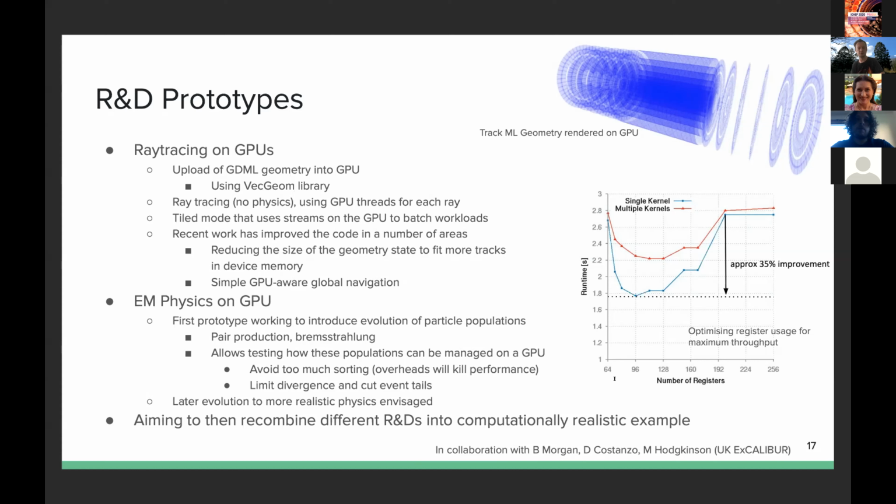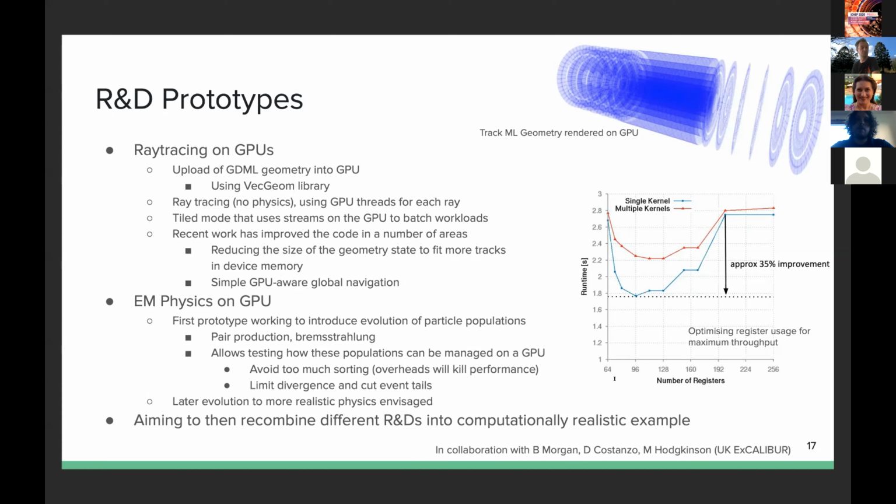Another project which I think is very important is looking at electromagnetic physics on the GPUs. I think the key processes to get in here are pair production and Bremsstrahlung. That allows us to test how we can manage mutable populations on a GPU. We know we don't want too much sorting because the overheads will kill the performance, but somehow we want to limit the divergence of the warps and cut event tails.